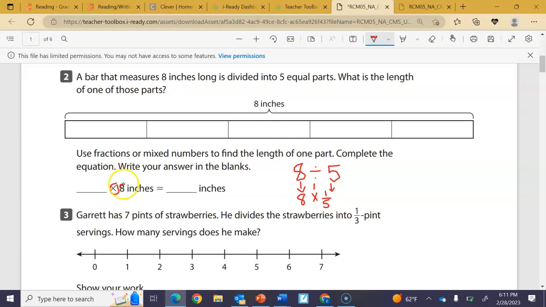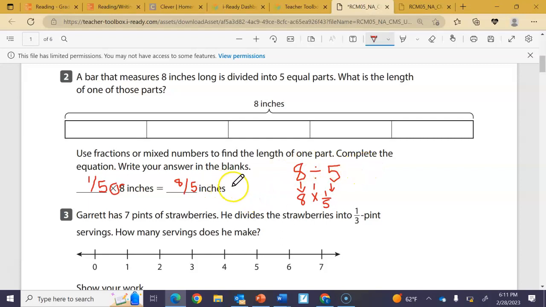So with keep it, switch it, flip it, I keep my 8 the same. I switch the symbol to multiplication, and I flip my number. So it was 5, and now it's going to be 1/5. So what should go in this box? 1/5. And I know that 1/5 times 8 is 8/5, which makes sense because 8/5 is a fraction that really just means 8 divided by 5.